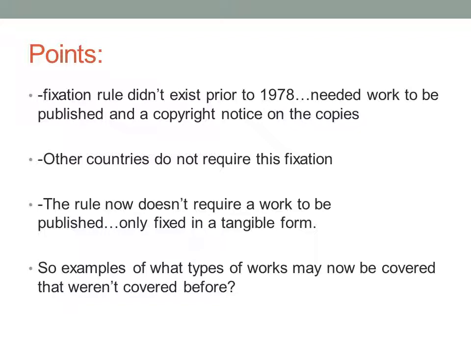So a couple things about this fixation rule. This was not the rule prior to the last act being implemented. So when it began in 1978, it didn't exist. What needed to happen was that works needed to be published in order for it to be acceptable as copyright, and it had to have one of those little copyright notice symbols on it, the little C in a circle. We'll talk about that when we do formalities, but for purpose of this fixation point, it didn't exist.